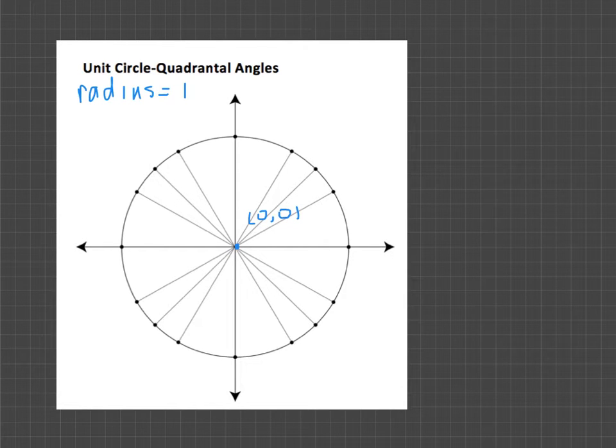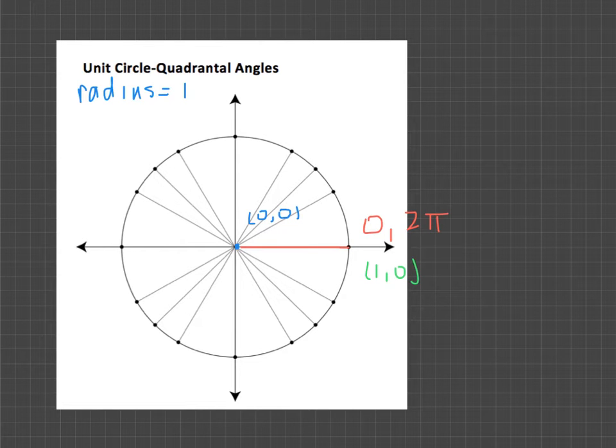Now we're going to look at the quadrantal angles on the unit circle, and those are the angles that have their terminal side on the positive or negative x or y axis. If we have terminal side on the positive x-axis, that's angle measure of 0, or if we have one full rotation, it's 2 pi. So the angle measure that corresponds to the positive x-axis is 0 or 2 pi, or multiples of 2 pi. And the point that corresponds is (1, 0).